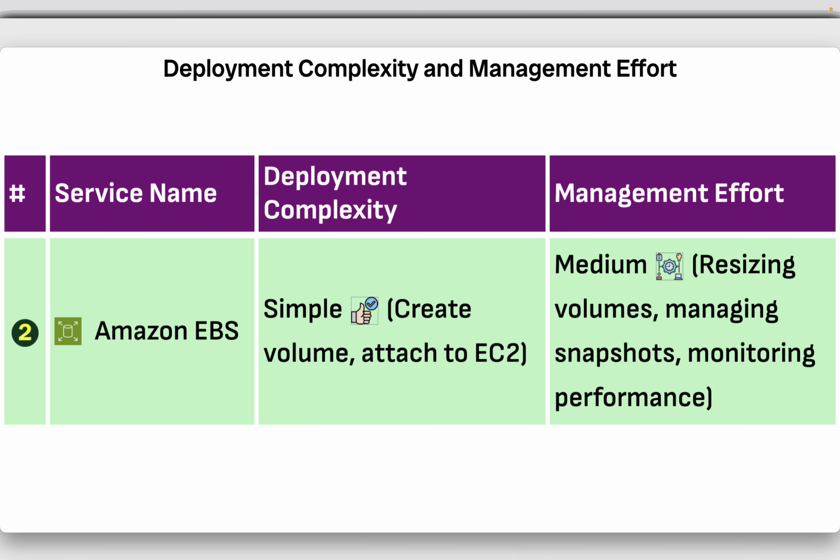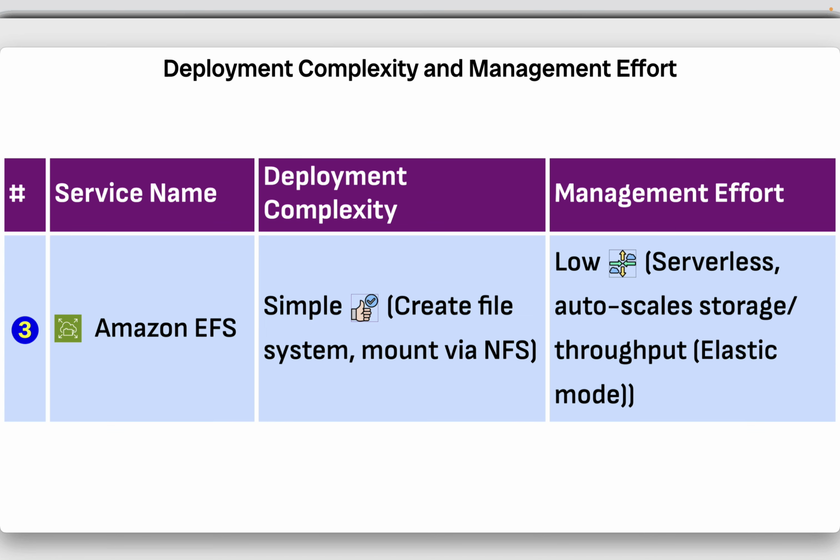Next, Amazon EBS. So deployment complexity is simple. You create volume and attach to EC2. Management effort is medium, and the tasks involved are resizing volumes, managing snapshots and monitoring the performance. Next, Amazon EFS. Deployment complexity is simple deployment. You create file system, mount NFS, and management effort is low because it's serverless. It auto scales storage and throughput in the elastic mode.